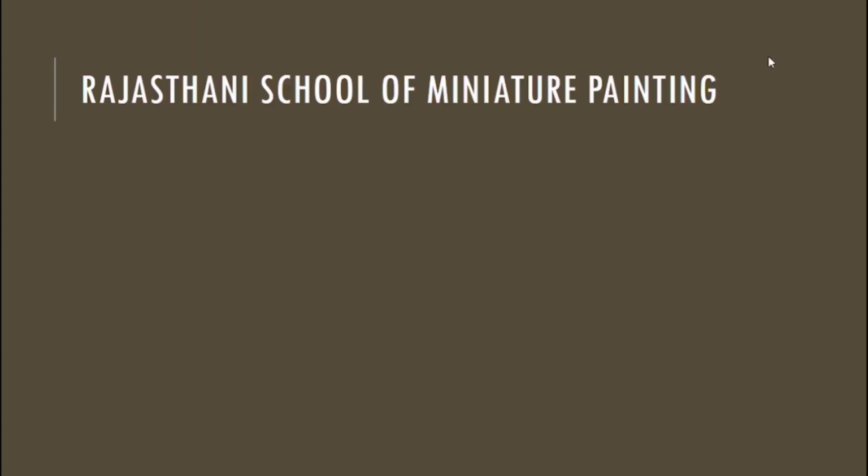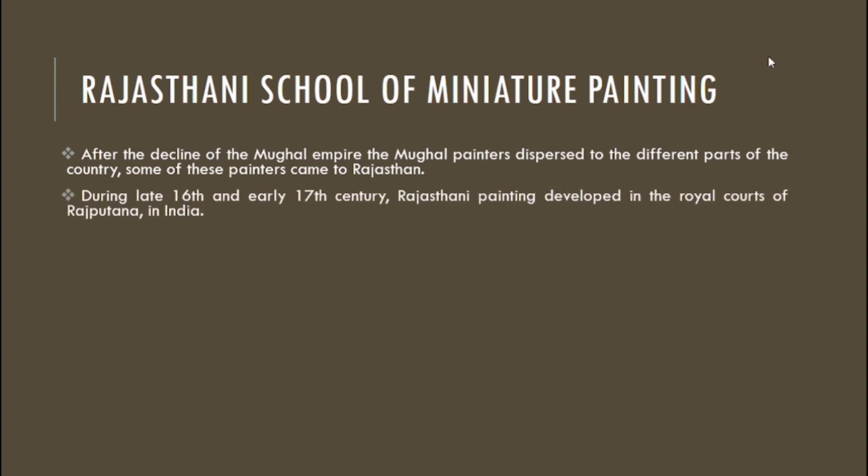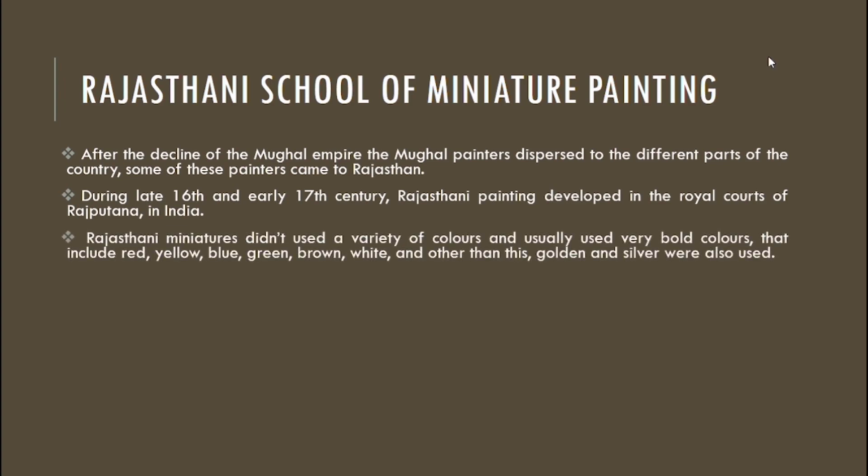And moving on to the Rajasthani miniature painting. After the decline of the Mughal miniature, the painters that were under the Mughal court dispersed to different parts of the country, and some of these painters came to Rajasthan and started to work under the Rajasthani courts, and were known as the Rajasthani court painters. During the late 16th and early 17th century, Rajasthani painting developed under the royal courts of Rajputana in India. These paintings used very bold colors like red, yellow, blue, green, white, and sometimes gold and silver were also used.